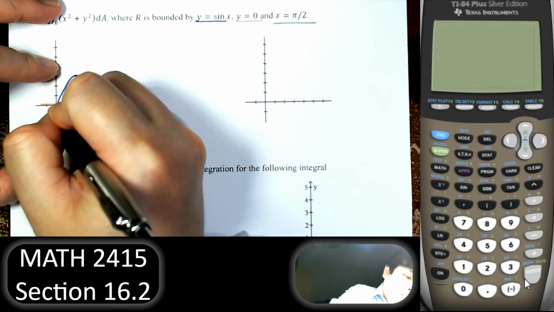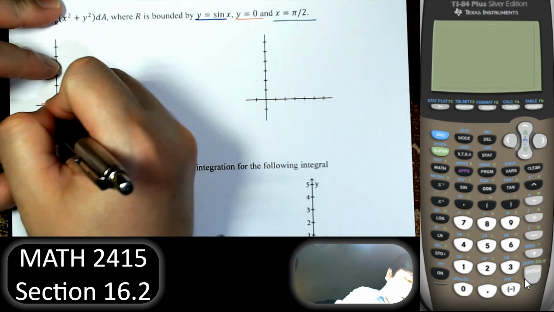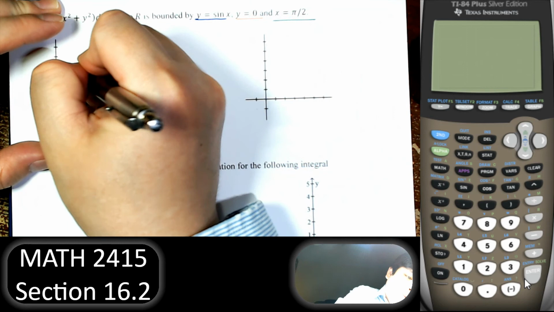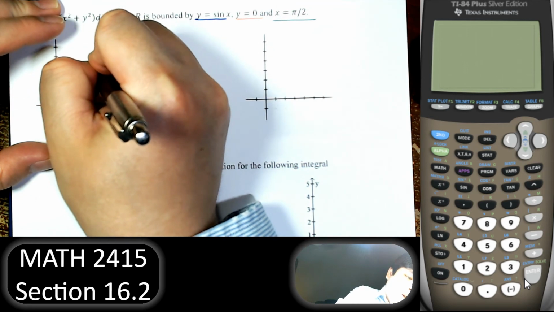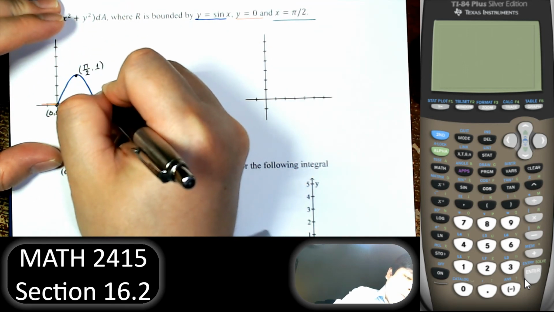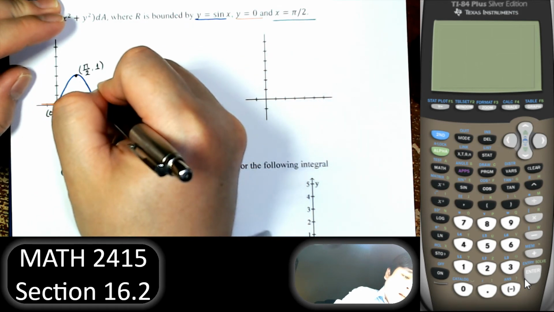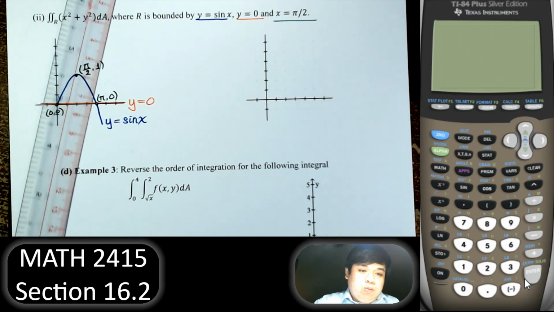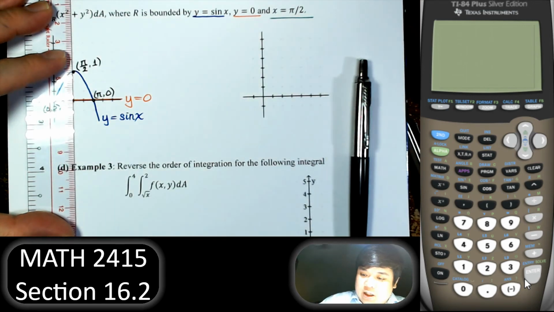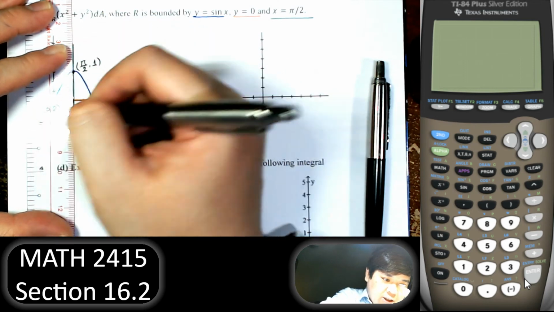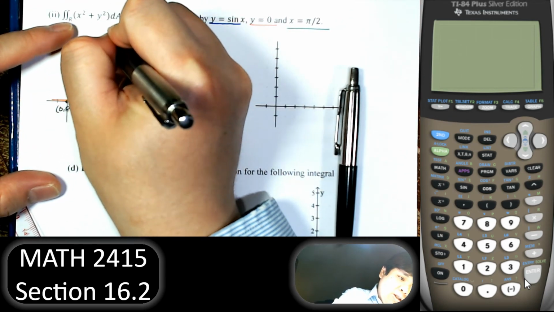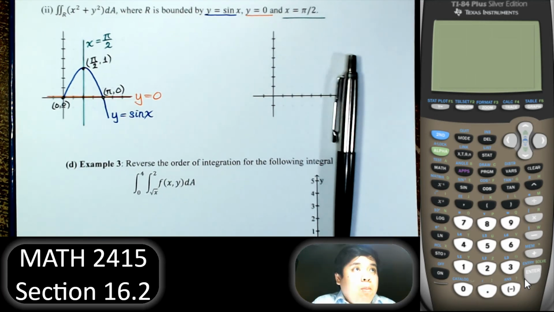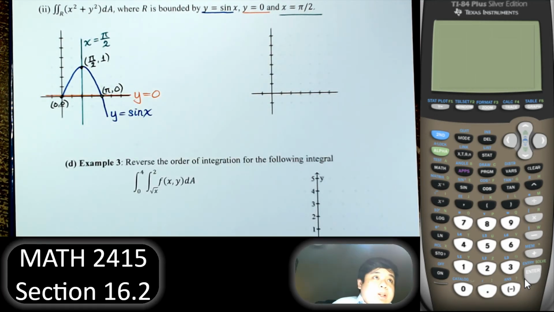Sine of 0 is 0. So let's just draw a few points. 0, 0. This point, sine pi over 2 is 1. And sine pi is 0. So here we have x equal to pi over 2. So it will be here. Once again, we're going to set up both dy dx and dx dy.